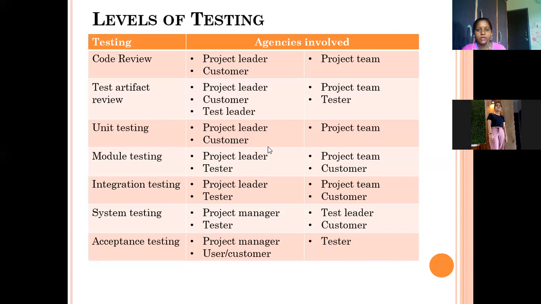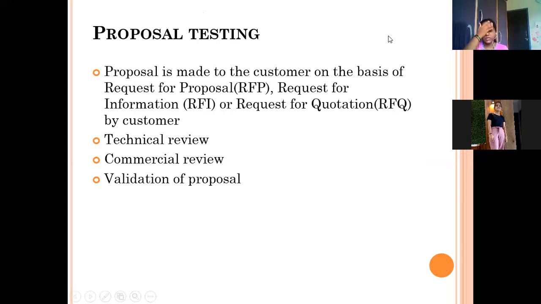So finally, we are looking into the acceptance testing. The agencies involved in this are the project manager, the tester, and finally your user or the customer. Okay, so each and every type of testing that we are going to see now, the first one is proposal testing.